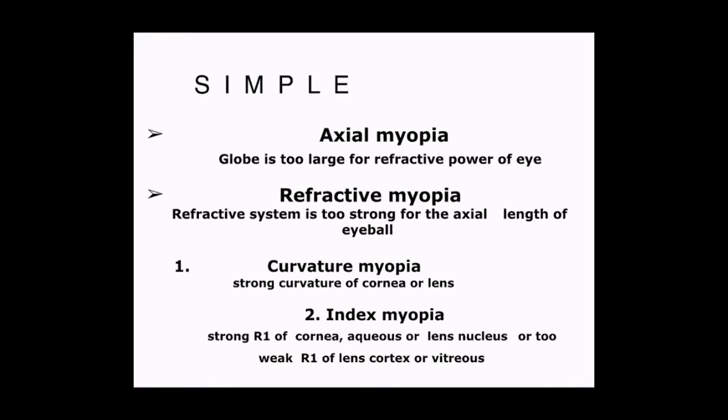So simple is again axial, your axial length is too big, or your refractive system is too strong for that axial length, so it's going to result in refractive myopia. Again, refractive myopia is divided into two, either curvature or index. So these are the opposite of hypermetropia.